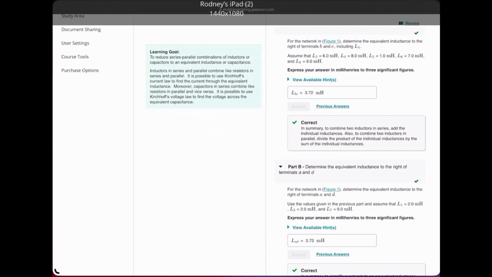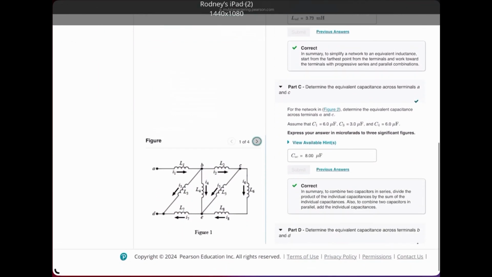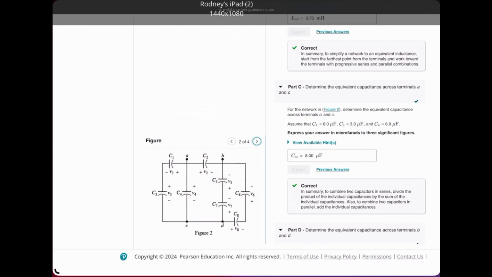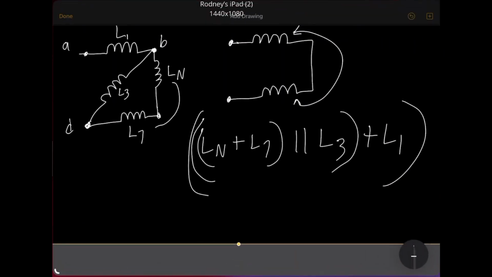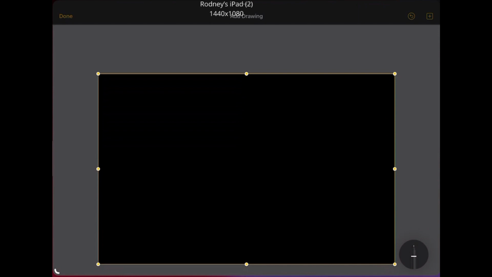Now we're going to move on to figure 2, which is capacitors. Okay. Now for capacitors, they're the opposite of how resistors combine. So let me draw this figure up really quick.